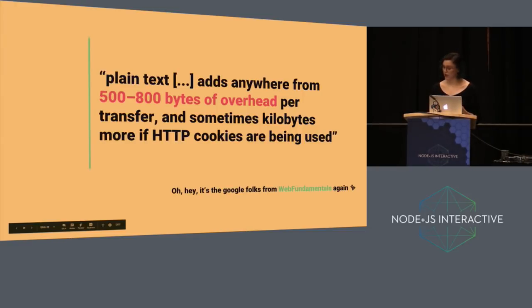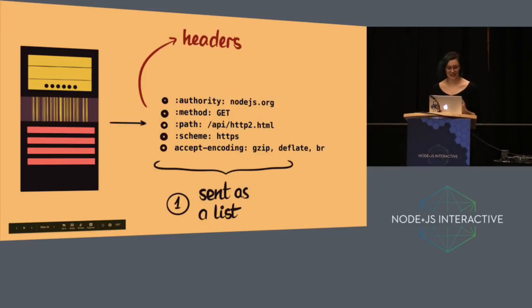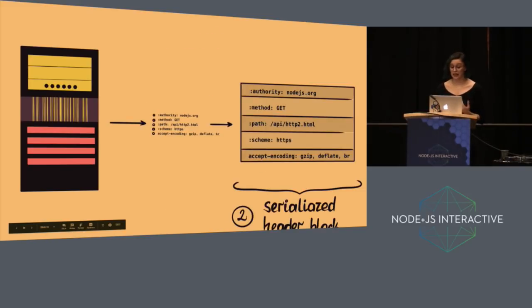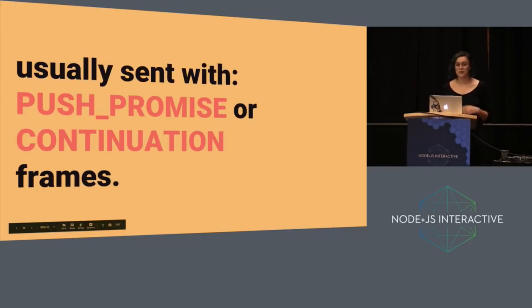Compressing is a rather good way of shrinking the amount of information you send over. An endpoint will send over headers as a list, and that list gets serialized in a header block. If you're familiar with Huffman encoding, that header block will be Huffman encoded into an octet block that can then be passed over to the other endpoint. All of that gets sent over with a push promise frame or a continuation frame.